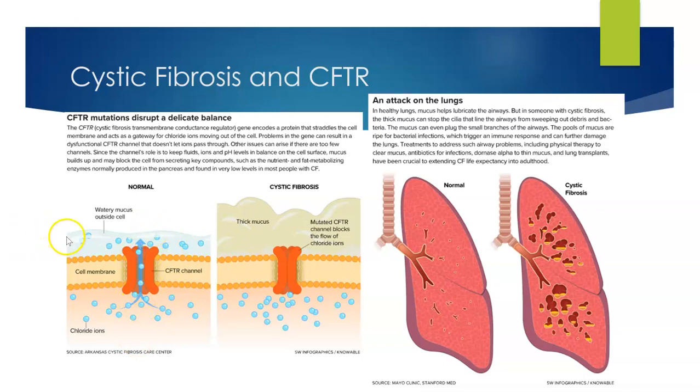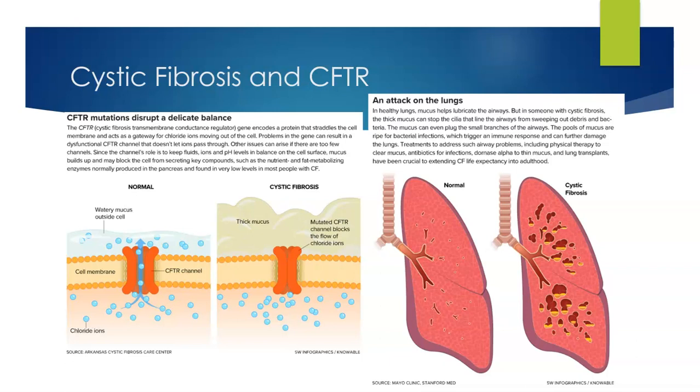Normally, outside of the cell, we have a layer of watery mucus, and that's important for normal function, for moving normal products into and out of the cell. But when individuals with cystic fibrosis have this faulty CFTR protein, or this faulty transmembrane regulator protein, those chloride ions can't pass through that channel protein and across the cell. This results in a thick mucus on the outside of that cell, which blocks normal activity and flow of other ions and inhibits other processes in and around that cell membrane.